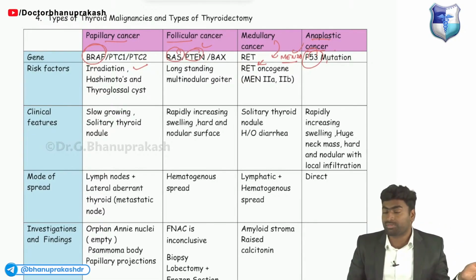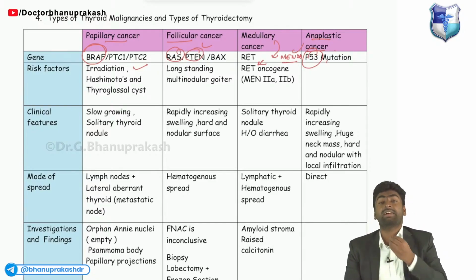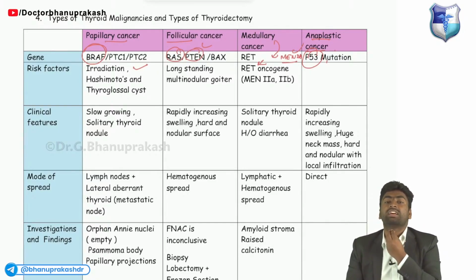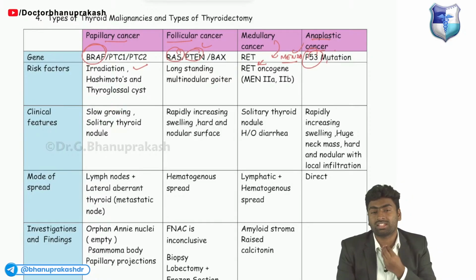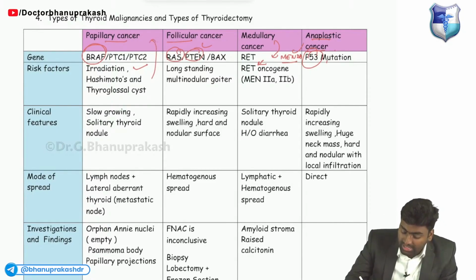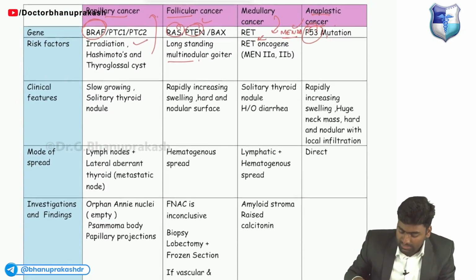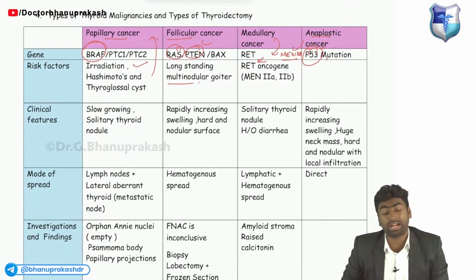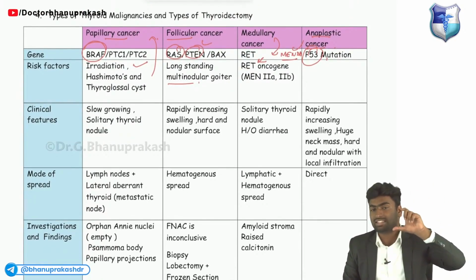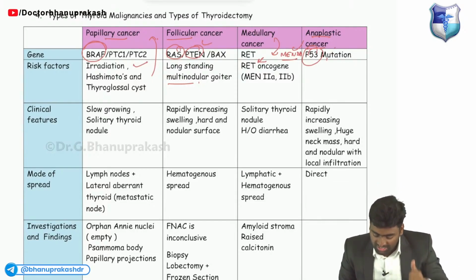Or in hypothyroidism, we studied Hashimoto thyroiditis, it can cause papillary cancer. Or initially in a child there will be a midline swelling known as a thyroglossal cyst. If we don't remove this thyroglossal cyst, it can lead to papillary carcinoma thyroid. Whereas follicular is due to long-standing multinodular goiter. Papillary carcinoma has three predisposing factors: irradiation, Hashimoto thyroiditis, and thyroglossal cyst.